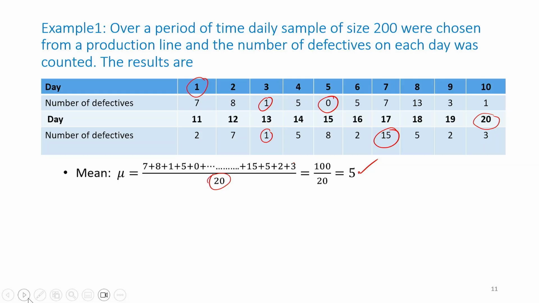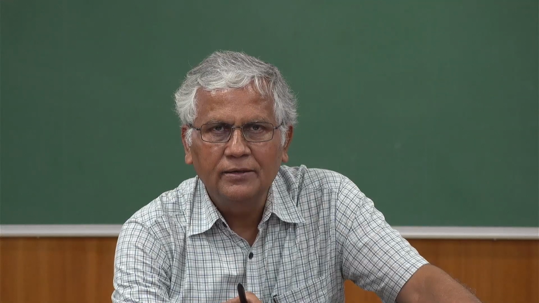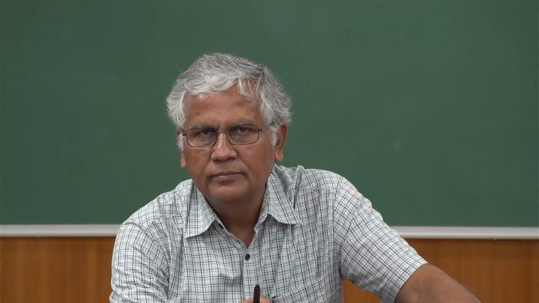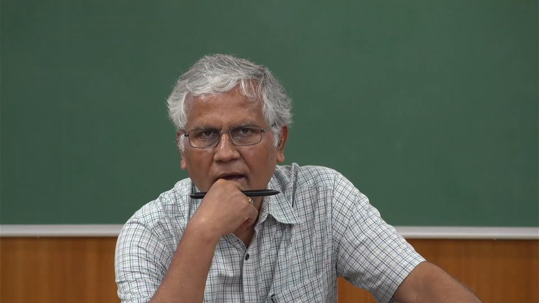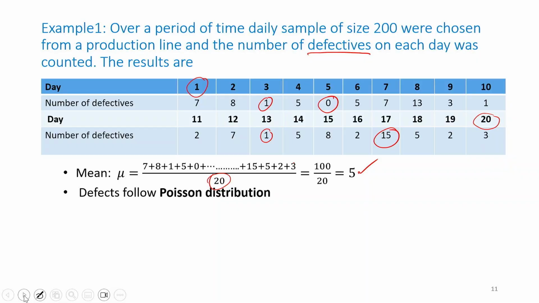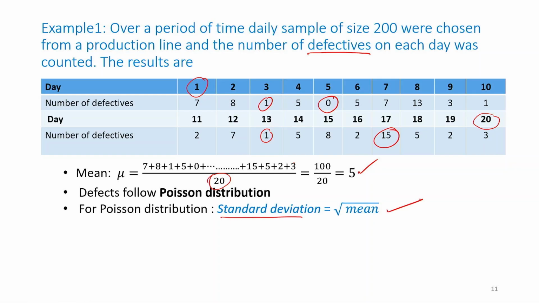You have to be a little careful about what the standard deviation will be for this data. This is defect data. So that is the clue. If it's defect data, then how do we find the standard deviation of defect data? The simplest way is that defects follow Poisson distributions. And for Poisson distributions, standard deviation is root over mean.